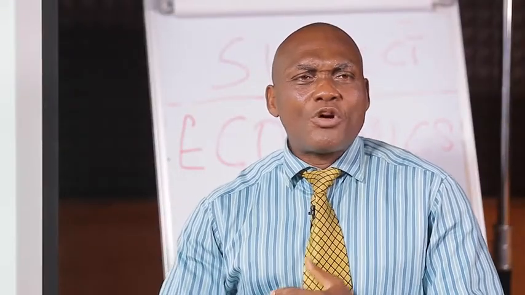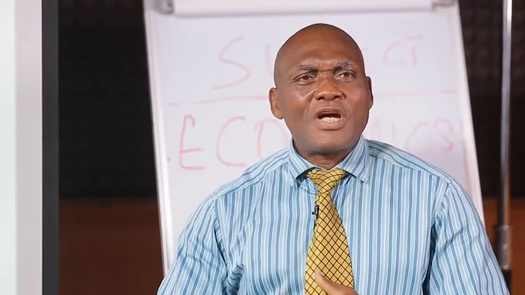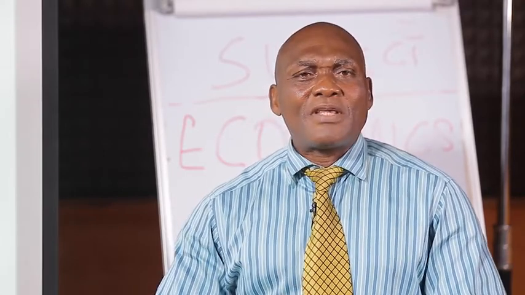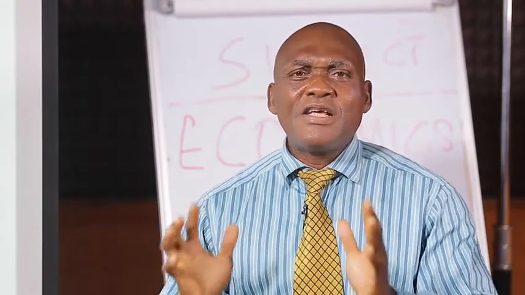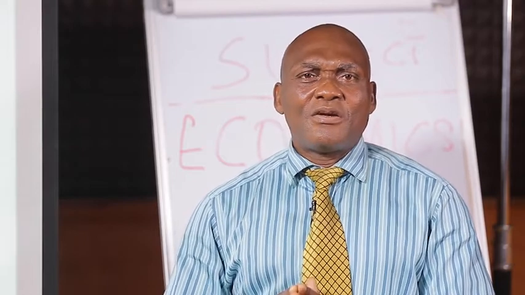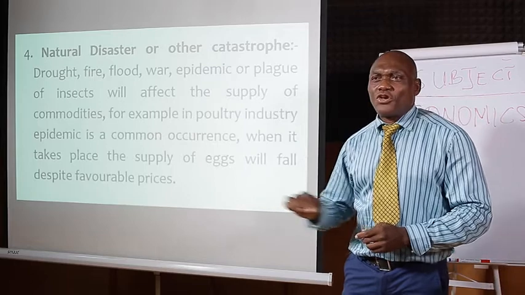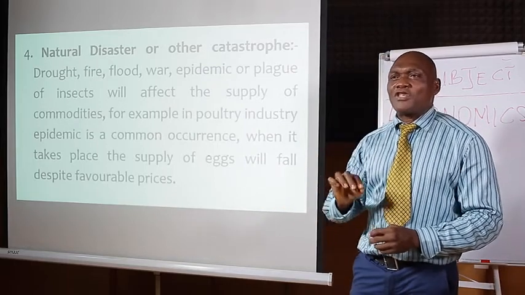pie. One, you use flour. How much flour did you buy? How much sugar did you buy? How much butter did you buy? Then what about salt or milk? You calculate all these materials together, then come out with the cost. That is your cost of production before you now put your markup as a profit.